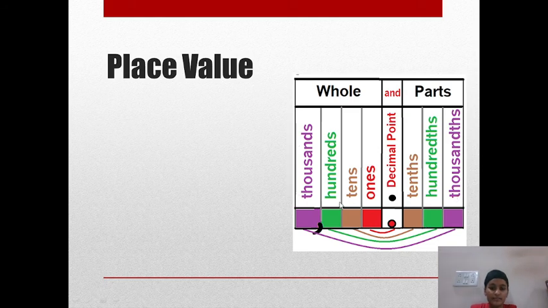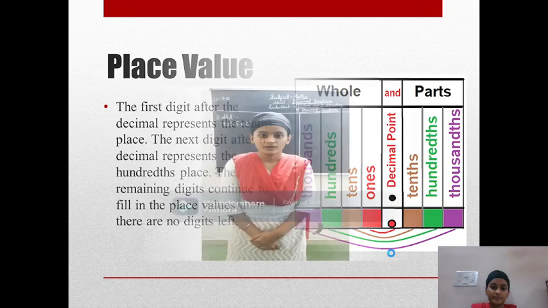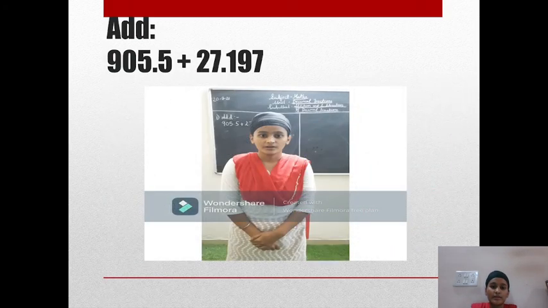So see the difference. Now let us see, the first digit after the decimal represents the tenth place. The next digit after the decimal will represent the hundredth place, and the remaining digits continue to fill in the place value until there is no digit left. So it will keep on increasing, 1000, 10,000, and so on. Now let us see this sum, addition. You have to add these two numbers. Now let us watch the video here.